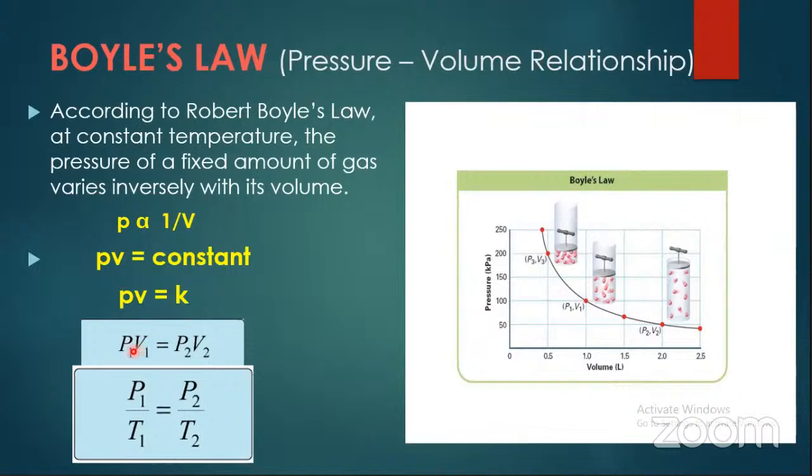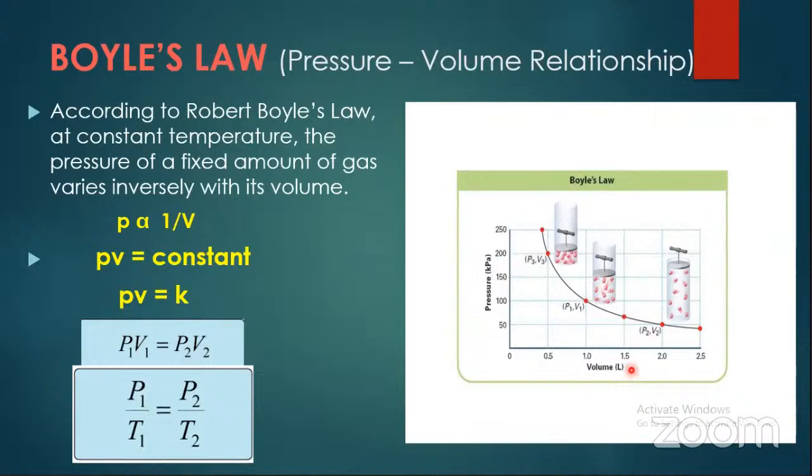So we can also take P1 V1 is equal to P2 V2, meaning with different conditions, P1 is equal to P2 V2. So P1 by T1 is equal to P2 by T2. So this is from the same Boyle's law.